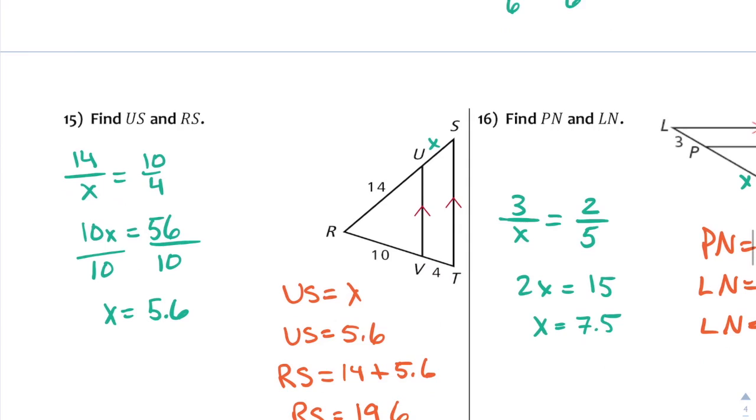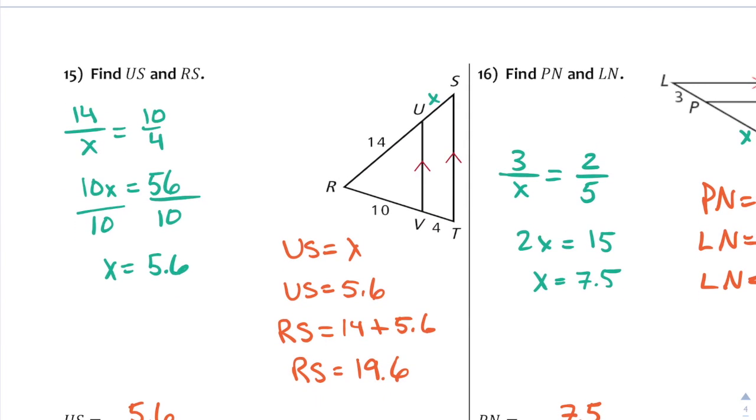All right, find US and RS. You can use side splitter because of parallel sides, and you have them cut into parts. So the parallel sides are what is cut, the sides are split. Cross product solve. When you solve for x, you get 5.6. So US has to be 5.6, but then RS is going to be 5.6 plus your 14 original, and you'll get 19.6.